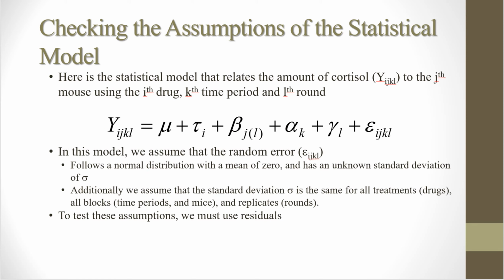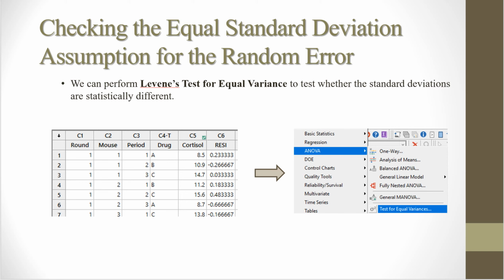So last but not least, we need to test the assumptions of the statistical model. So in this model, we assume that the random error follows a normal distribution with a mean of 0 and has an unknown standard deviation of sigma. And additionally, we also assumed that the standard deviation sigma is the same across all treatments, all blocks, and all replicates. So to test these assumptions, we use residuals. We've done this many times. It's the same type of analysis as for Latin square or replicated Latin square. So you're going to check the equal standard deviation assumption of the random error and the blocking effects and so on and so forth.